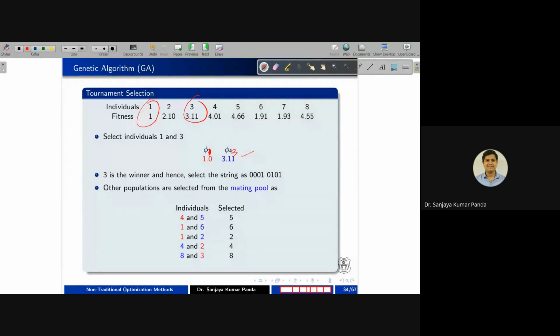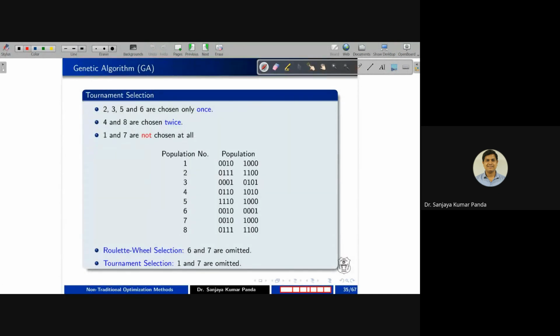That is going to be selected, and those teams which are not winning even a single match, we are going to discard. So you can see here what we observed with this tournament selection: 2, 3, 5, 6 are chosen only once, 4 and 8 are chosen twice, and 1 and 7 have not been chosen even a single time. So what we are going to do? 1 is going to be discarded, 7 is going to be discarded, and population 4 is going to be duplicated, and the 8th population is going to be duplicated. So this is the solution given by tournament selection.